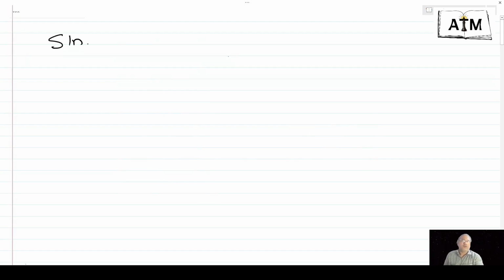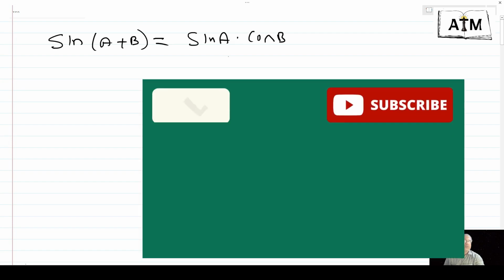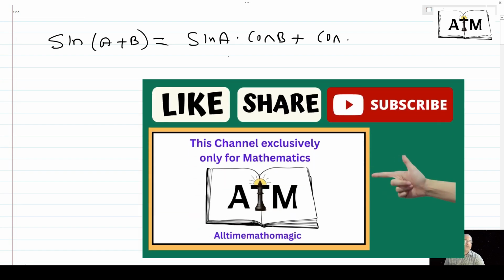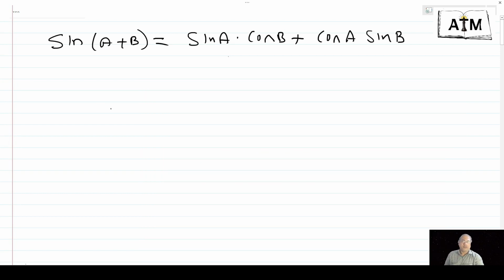First of all, sine of a plus b equals sine a cos b plus cos a sine b. So this is the expanded form of sine of a plus b. We can call it the addition formula for sine of a plus b.